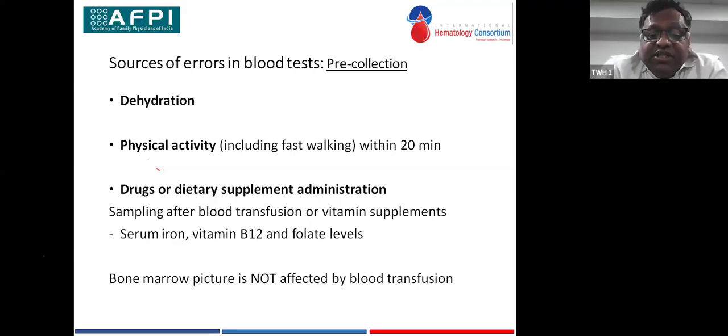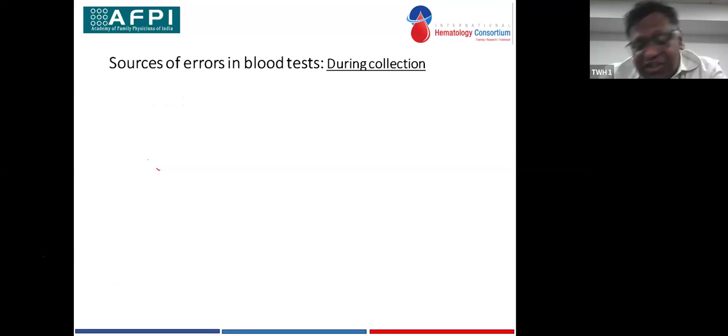Sometimes the patient comes to you and has already received a transfusion in some other hospital. Then what do you do? How are you going to check the iron, B12, folate level? What we try to do is, if the patient has gone to another hospital recently, we call them and ask: do you have a pre-transfusion sample remaining in your fridge in the lab? Quite often they have, and then we take that and send it for testing. So these are some of the things that we keep in mind pre-collection.